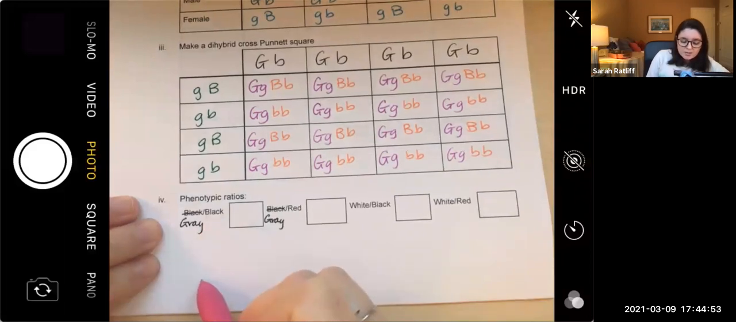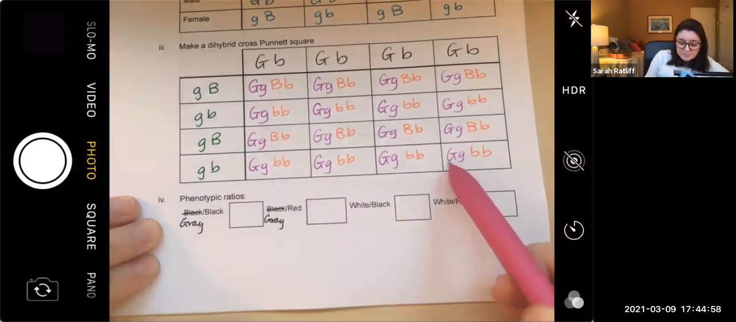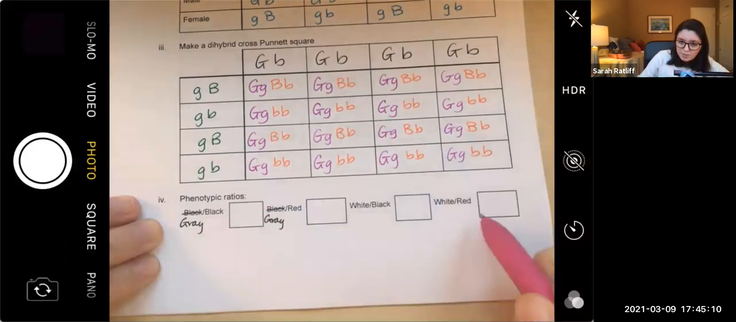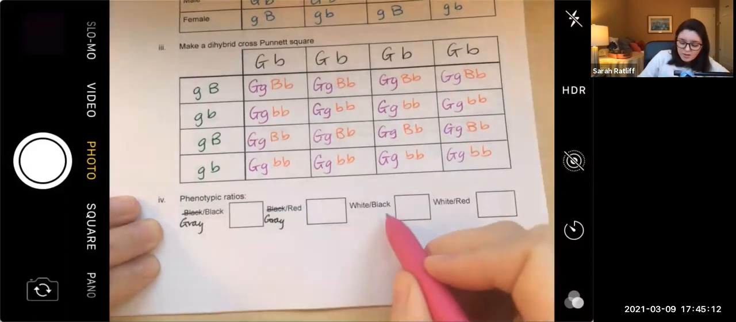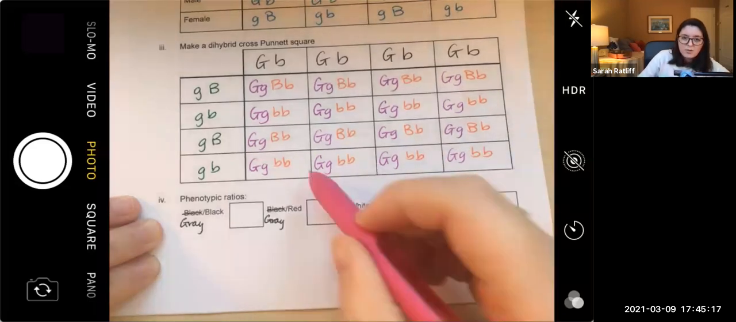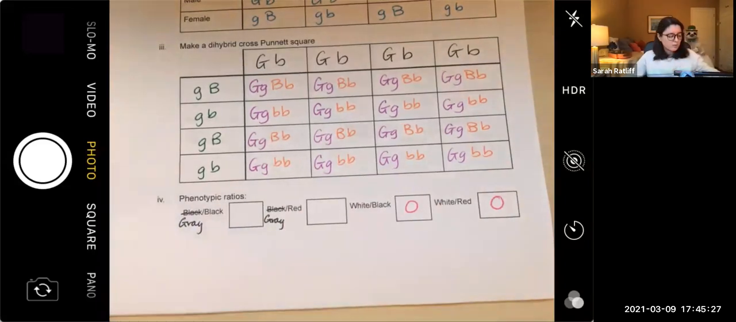Well, gray is dominant, so wherever we see a big G, looks like all of them, we're going to have a gray rabbit. So right off the bat, we know since there's a big G in every single one of these offspring squares, we're going to have none that are white. And since these last two counts here are going to be white fur, we know none of them will have that white fur because we see this big G in all of our squares. Now, how many of them are gray with black eyes and how many are gray with red eyes?